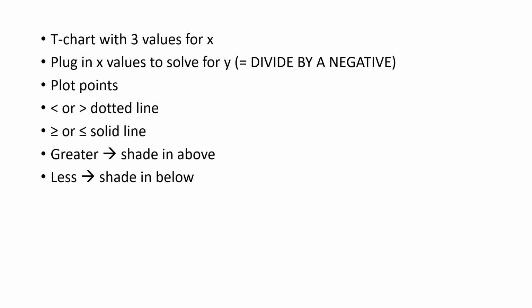You have to remember, if it's greater than or equal to, or less than or equal to, it's a solid line. If it's just greater than or less than, it's a dotted line. And then if you're dealing with greater thans, shade above, less thans, shade below.